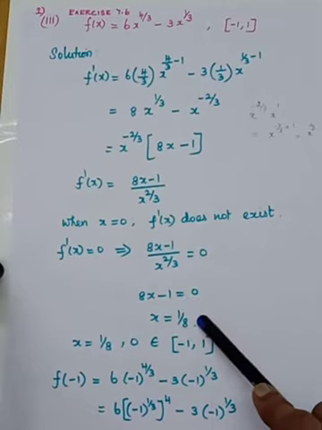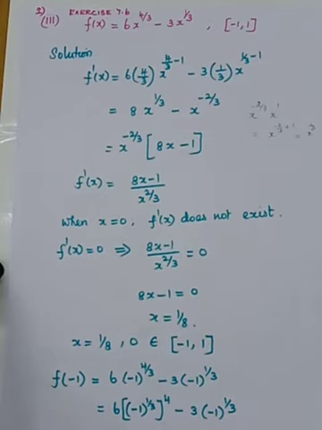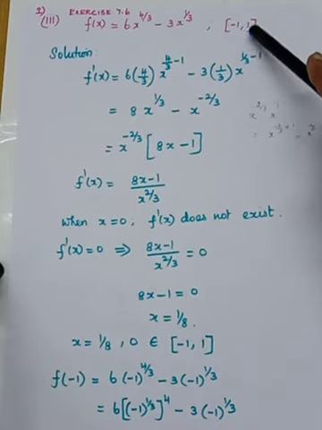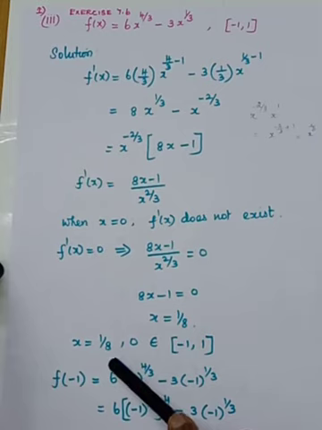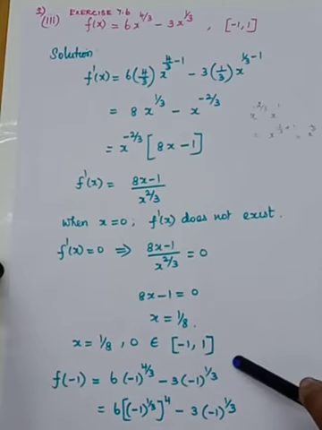So, x equal to 1 by 8 and x equal to 0, both are critical numbers or critical points, the points at which f dash of x is equal to 0 or f dash of x does not exist. Okay. So, you have to check whether these 2 points belong to the given closed interval. See that 1 by 8 and 0 both belong to the closed interval minus 1 comma 1. Okay. What's the next step?